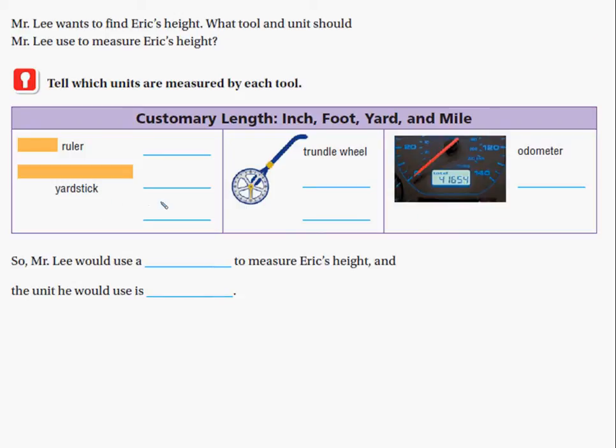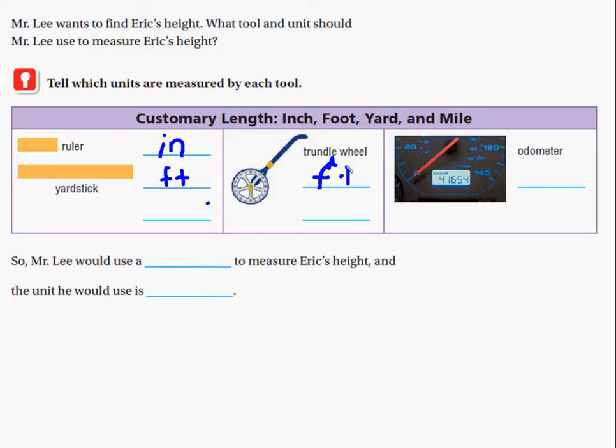So we talked about these different tools, and then we talked about what units we would use when we measure with these tools. So a ruler, if you want to measure something that is a certain number of inches long, you would probably use a ruler or a yardstick. Okay, so we put inches here. If you're measuring something in feet, you probably would use a ruler or yardstick or a trundle wheel.